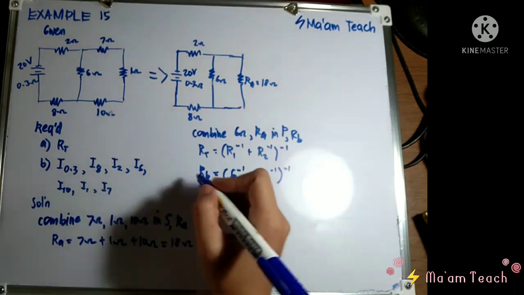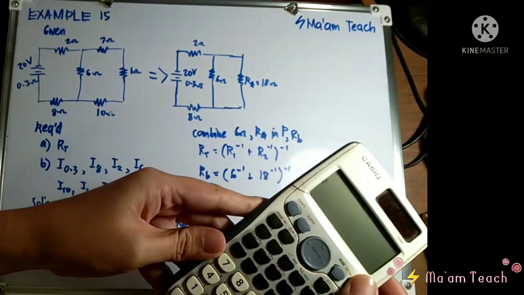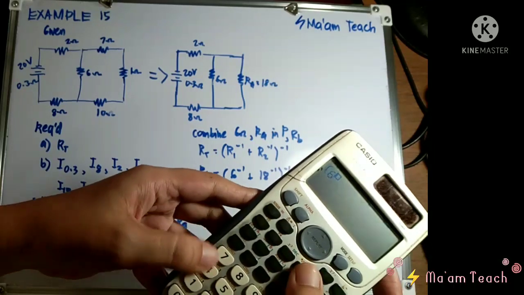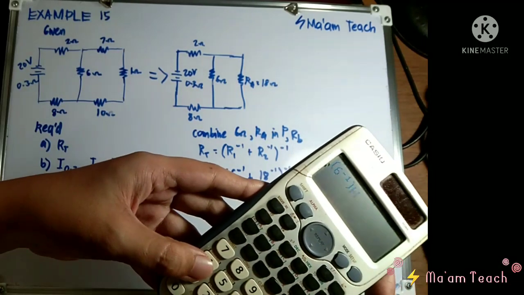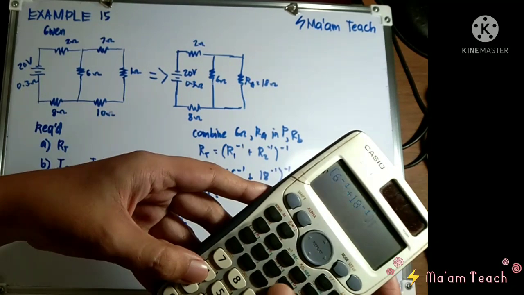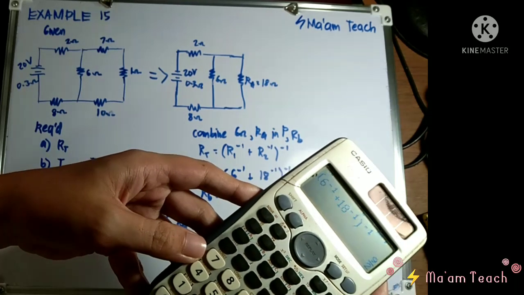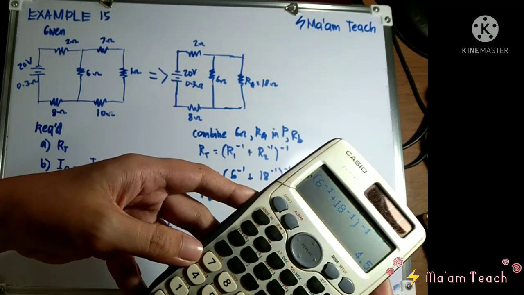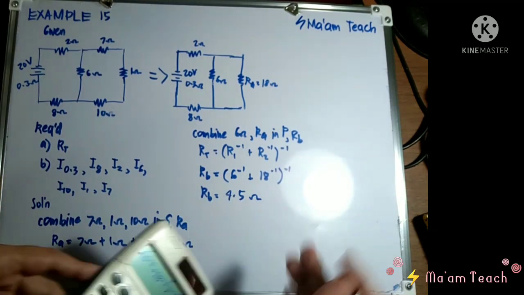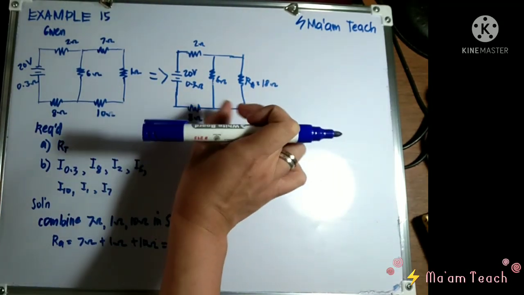There. So using, class, your calculator here, we have 6 raised to -1 plus 18 raised to -1, and then raise it again to -1. Can you follow? And that is 9/2 or 4.5. So 4.5 ohms. Okay? So this is the combination already of this parallel here.